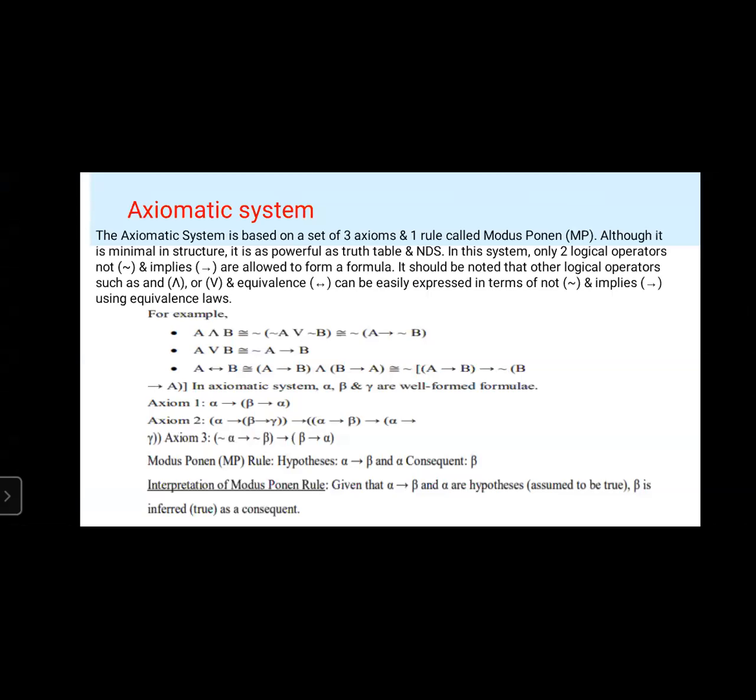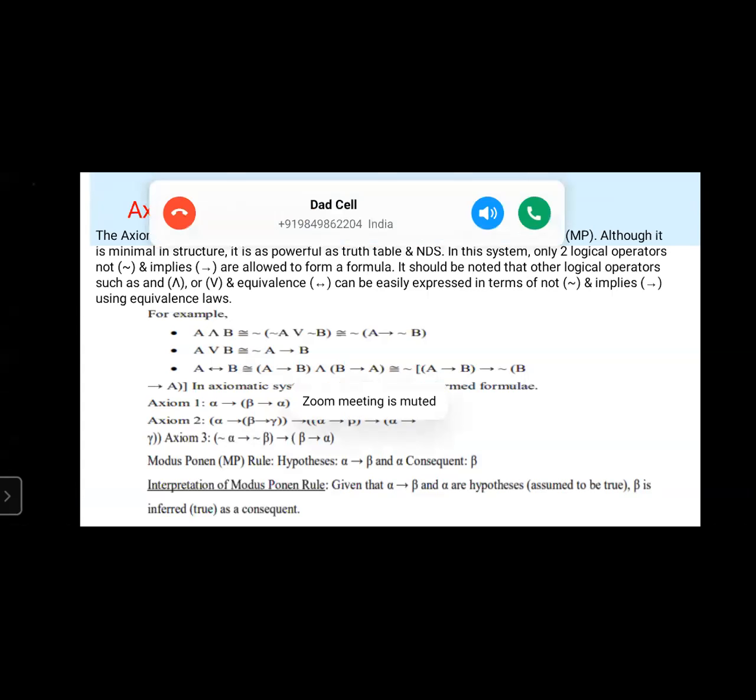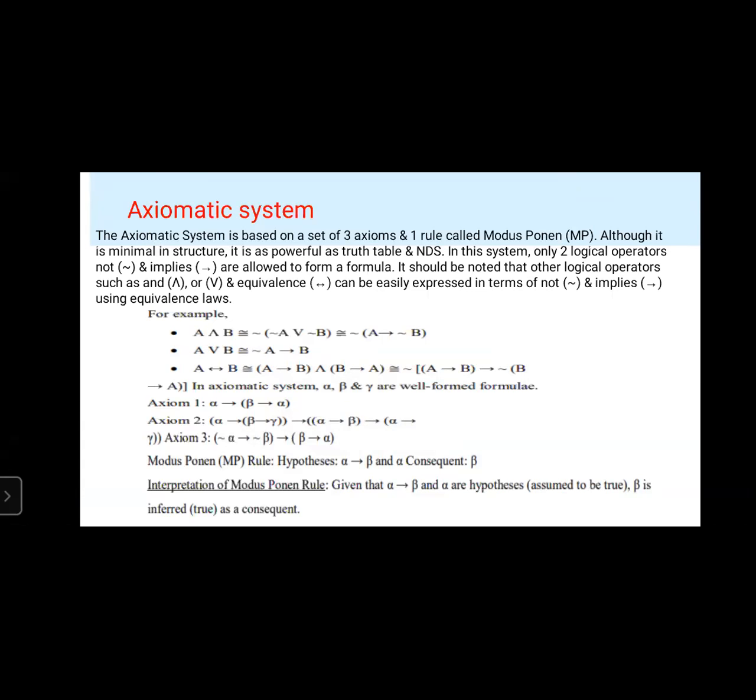Although it is minimal in structure, it is as powerful as truth table and NDS. Next, in this system, only two logical operators will be there, that is not and implies. Not and implies are allowed to form a formula. Other logical operators like and, or, equivalence, all these can be easily expressed in terms of not and implies.